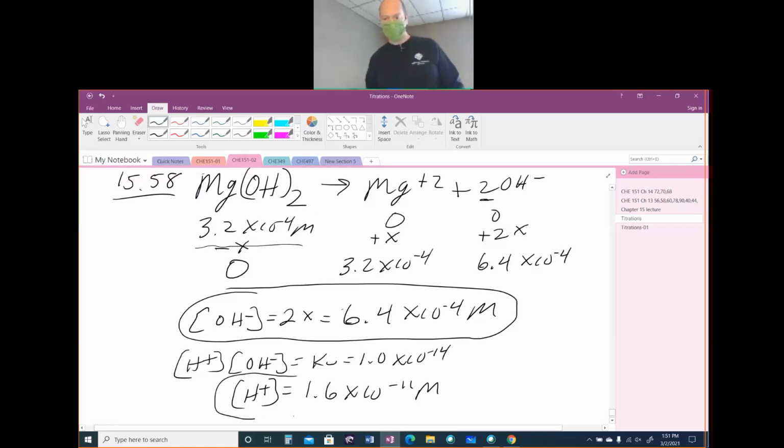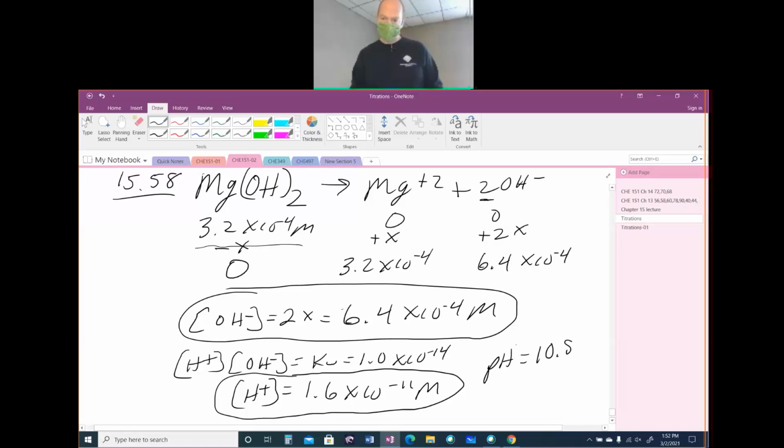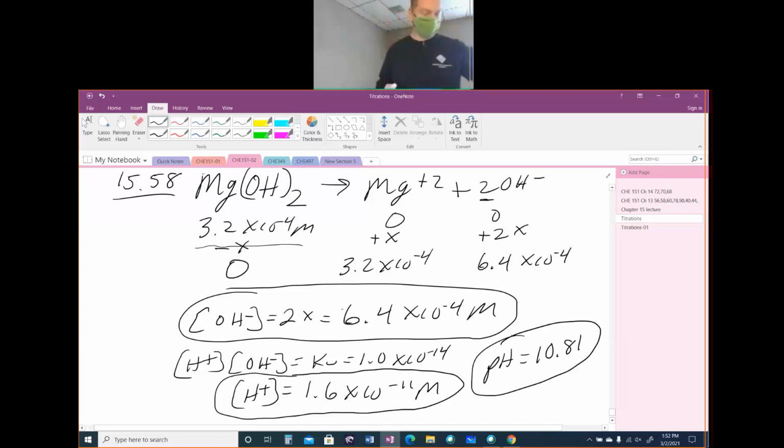And if you wanted the pH of this, you simply take the negative log of that answer. So if I take the negative log of that answer, I get a pH of 10.81. It asked for the pH, but it could have 10.81. All right, so of course, magnesium hydroxide is a base, so you stick that in water and your pH is going to be above 7.